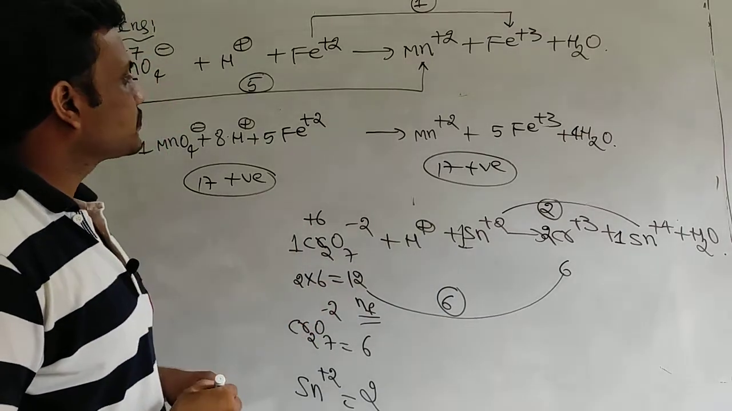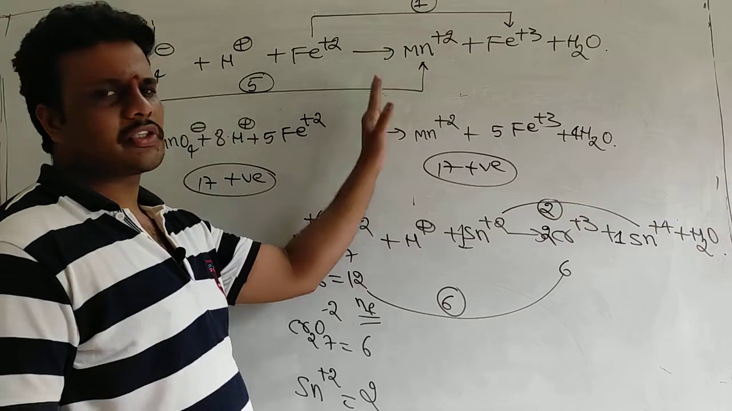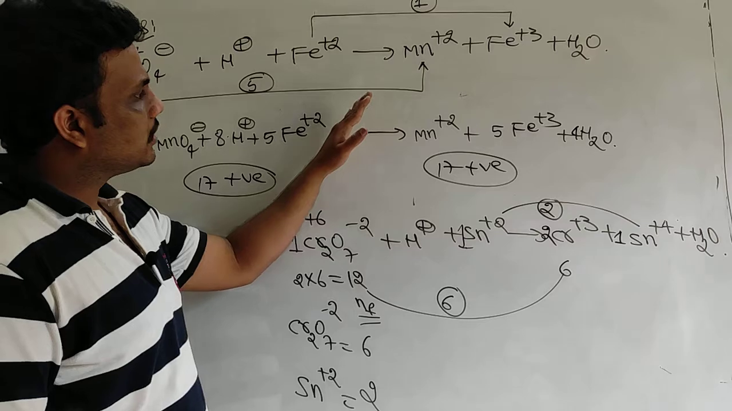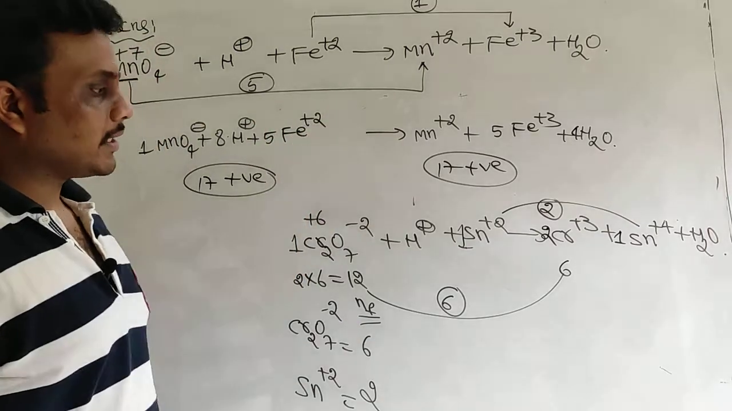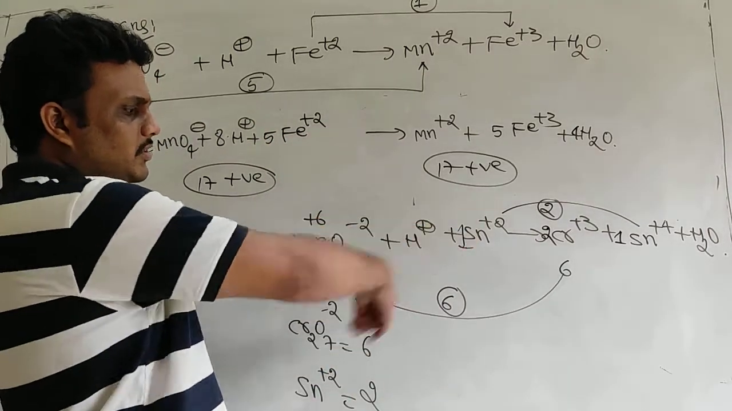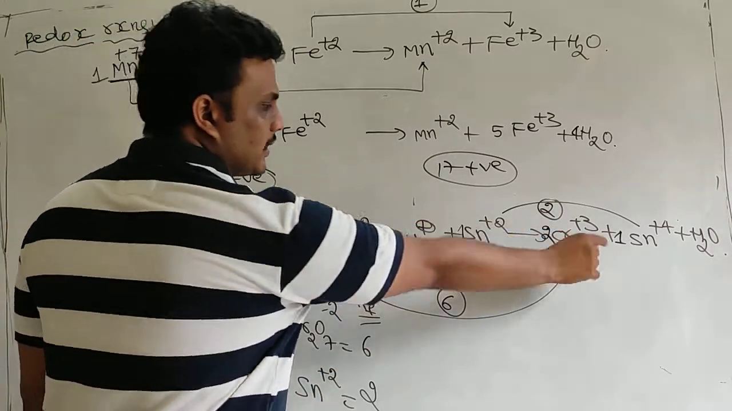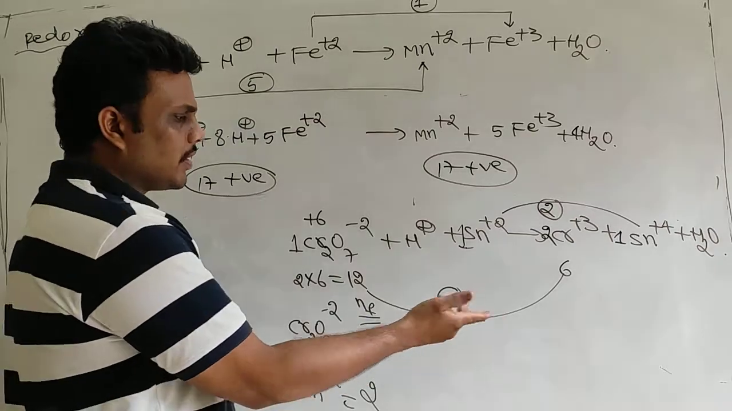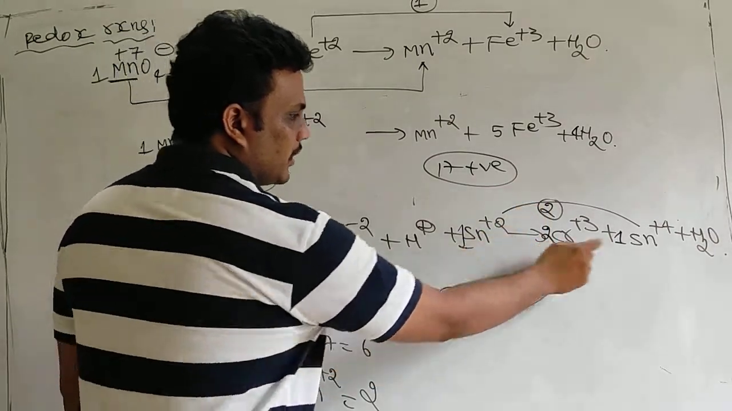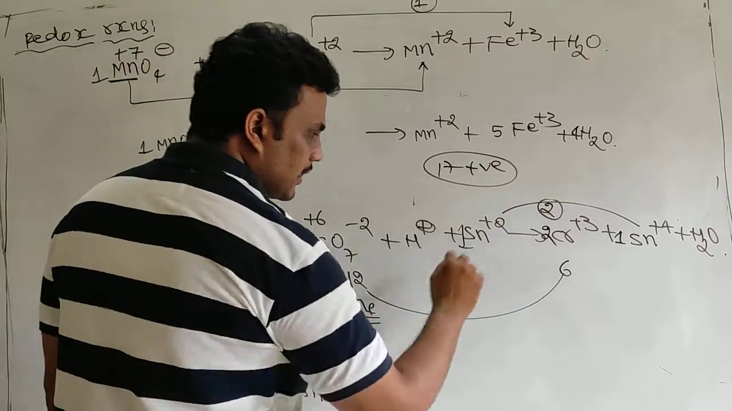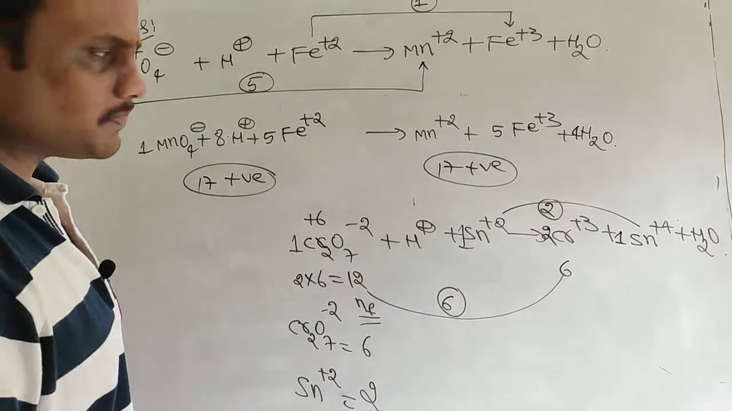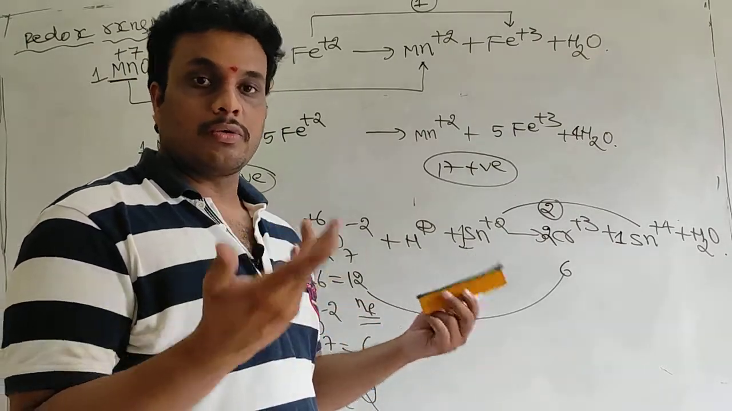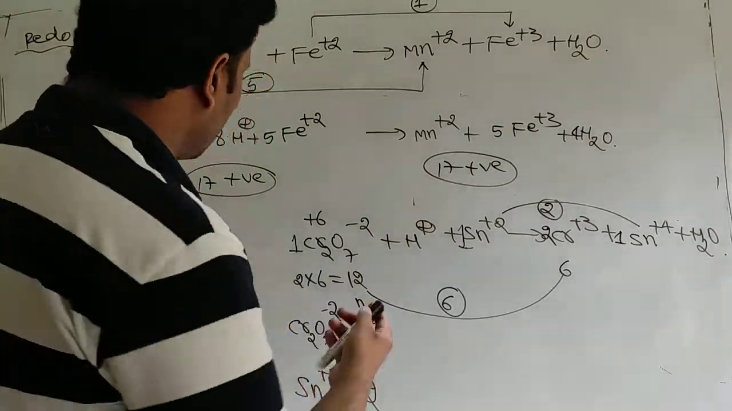So by using this change in oxidation number method, you can calculate the n factor of the oxidizing and reducing agent, and also you can balance a redox reaction. In the same way, you can balance this. Multiply tin by 6, multiply dichromate by 2, or 2 and 6 have common factor 1 and 3. You can take 3 here and 1 here. So you will get the balanced reaction. So one shot for 2 birds, one shortcut for 2 numericals, 2 problems.